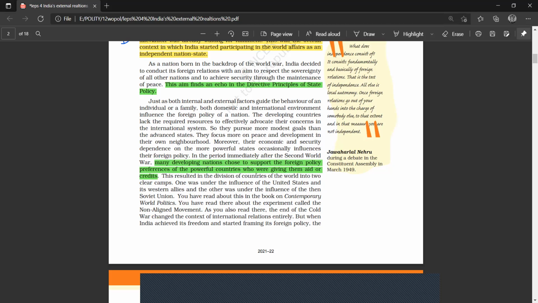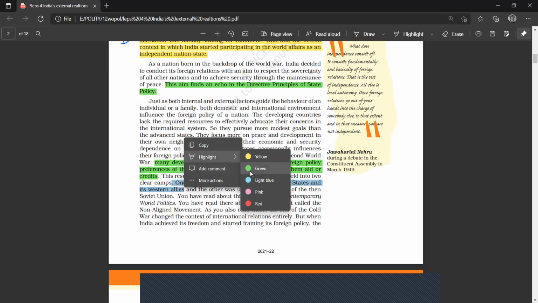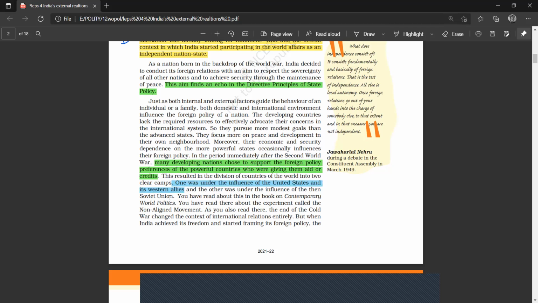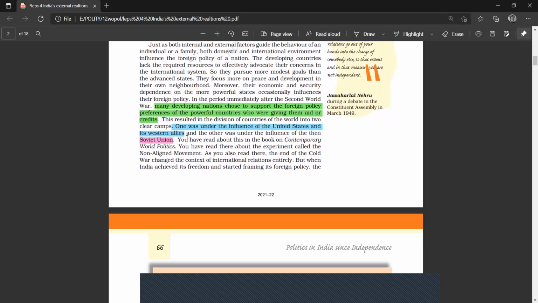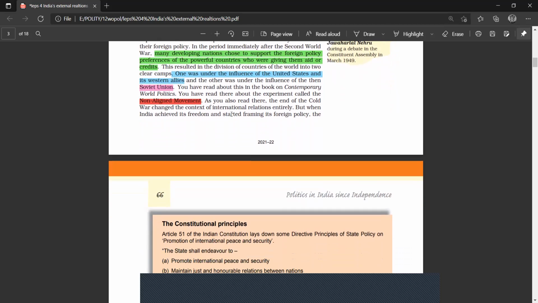This resulted in the division of countries of the world into two clear camps. One was under the influence of the United States and its Western allies, and the other was under the influence of then the Soviet Union. The Soviet Union broke up, and thus now we have Russia. You have read about this in the book on contemporary world politics, that is book number 1, I believe. An experiment called the non-aligned movement. This is going to be a very important term in this chapter because India is a founding member of the non-aligned movement. So, all right, moving on.